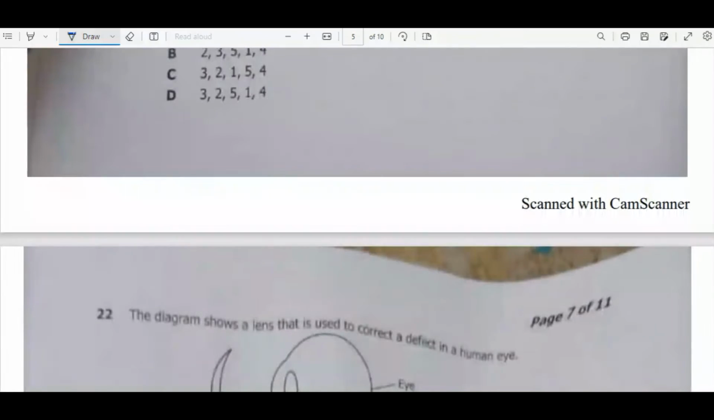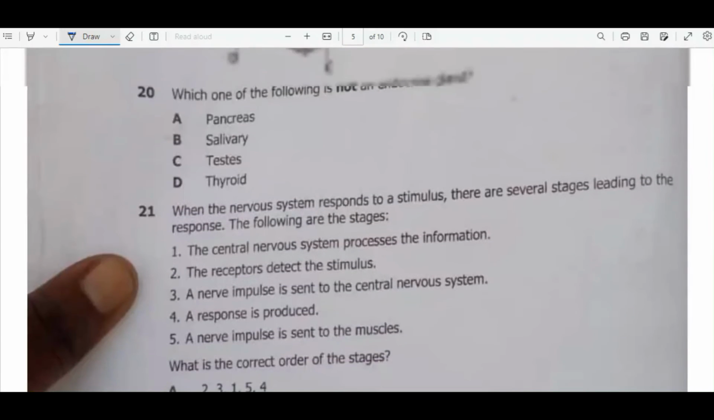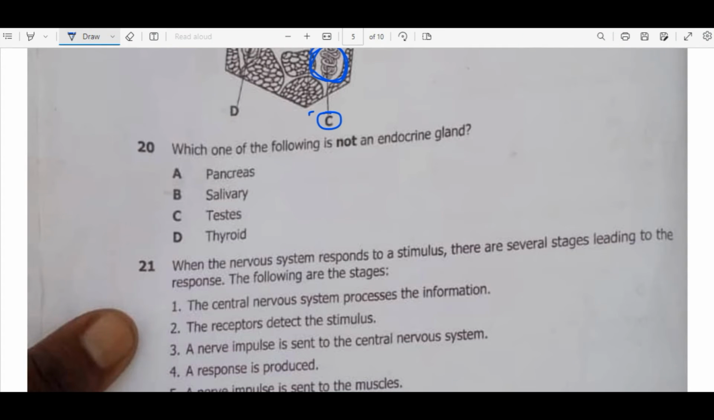Let us quickly move to question 20. Which one of the following is not an endocrine gland? We have pancreas, salivary, testis, and thyroid. We want to know which one is not an endocrine gland. The salivary is not an example of an endocrine gland, but a pancreas is an example, a testis is an example, and thyroid also. So the answer here is B.